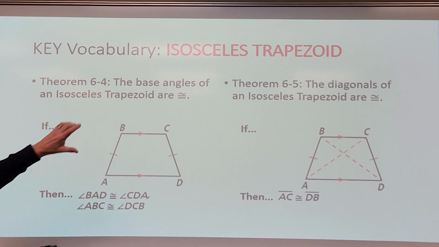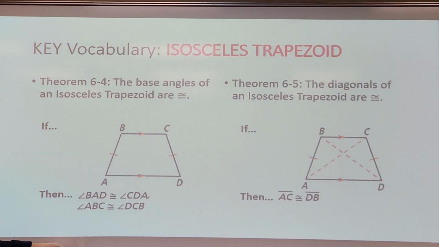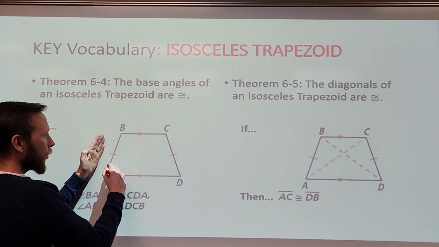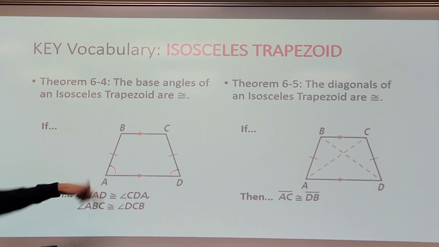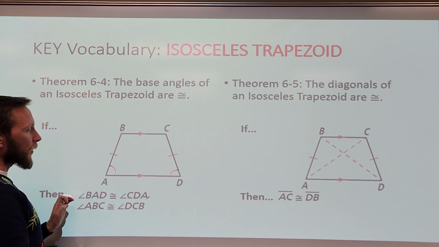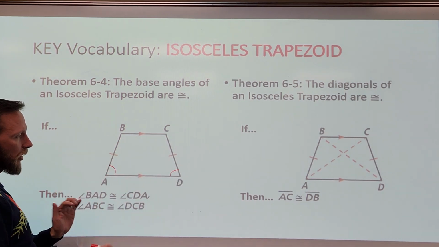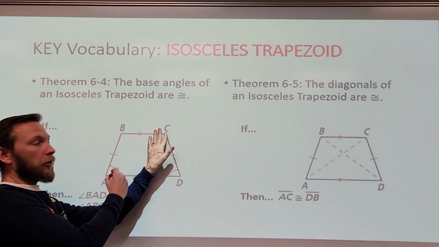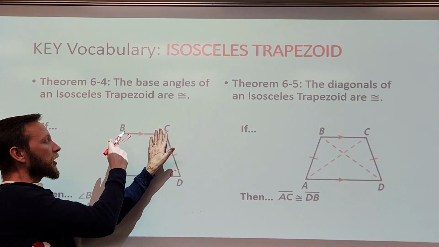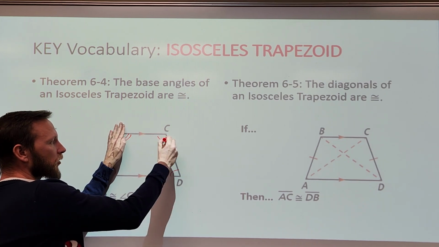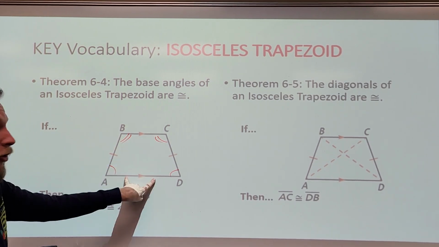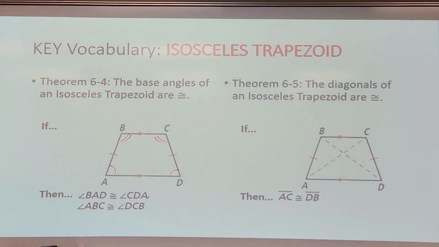For example, theorem 6.4, the base angles in an isosceles trapezoid are congruent. If this is an isosceles trapezoid, think if this were an isosceles triangle, we would know that these angles are congruent to each other. Well, that's going to be true in this particular situation. We can prove that with a couple of approaches, and we'll explore that a little bit later. But these angles right here, these are same side interior angles, parallel lines, transversal. So these have to add up to 180, and these have to add up to 180, which means that these have to be the same. These are congruent supplements, right, of congruent angles, so they have to be congruent to each other.